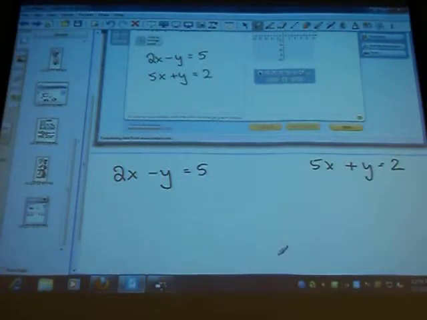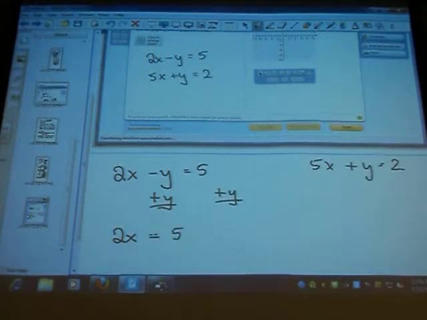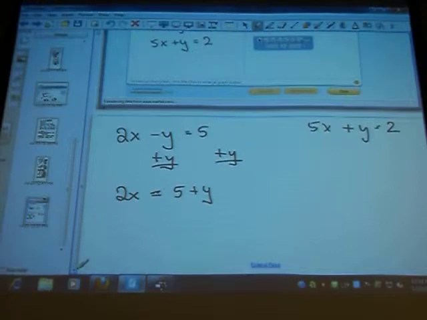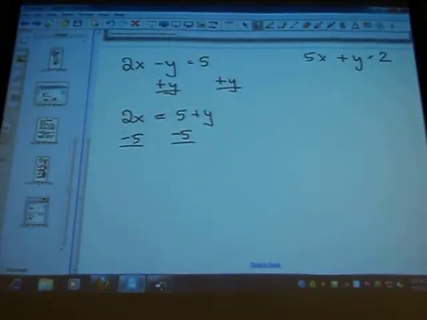I would move the y over when y is negative. So when your y is negative, move the y over to make it positive. That is better because you want a positive y. Adding that y to the other side gives me 2x equals 5 plus y. And then to get y by itself, I need to subtract 5 from both sides. So I get 2x minus 5 equals y.